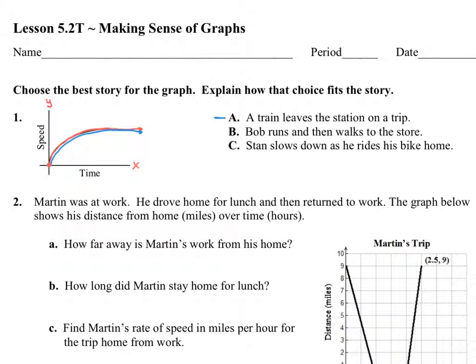In example B, Bob is running, so we're going to have him start out running, and he goes for a ways, and then he slows down and walks to the store, and then he gets to the store. That's example B. In example C, it says Stan slows down, so he's already going fast, and he slows down as he rides his bike home. That's example C. From this we can see that option A is the correct option.